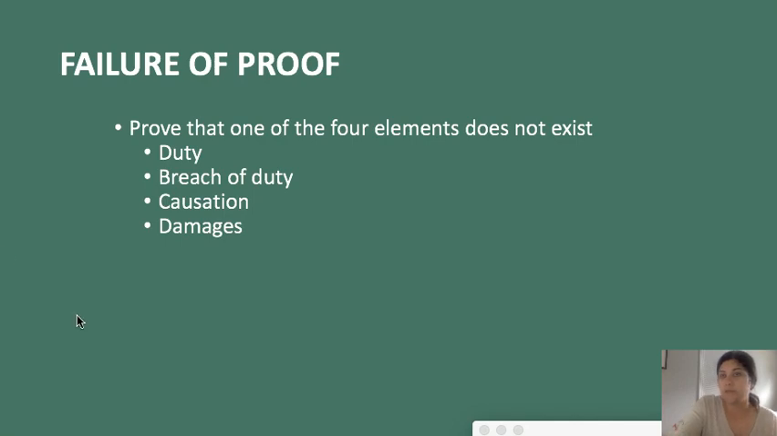Okay, our first potential defense here is pretty straightforward and probably the easiest and best defense for someone in a negligence case, and that's failure of proof. Basically, you can show failure of proof if you can prove that even one of those elements of negligence doesn't exist. So as the defendant, if you can attack one of those elements and show, hey, there was no duty owed here, or hey, there's no actual causation, you can't actually link breach of duty here to the damages or injuries that occurred, then you could show failure of proof.